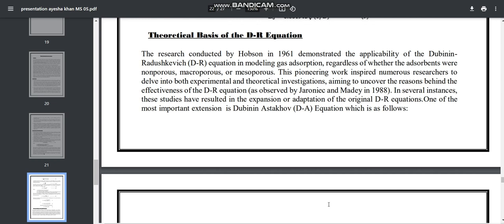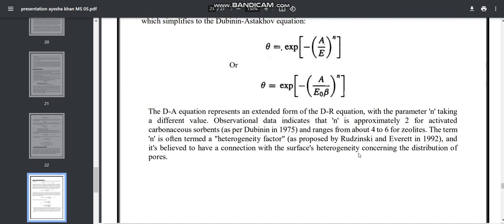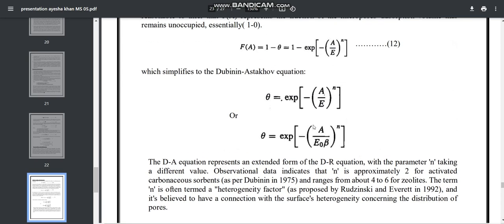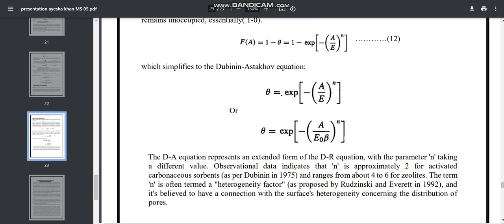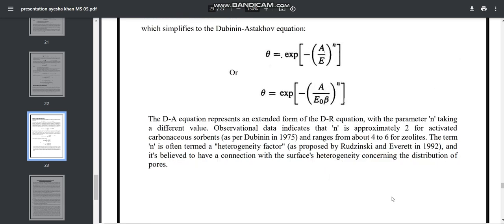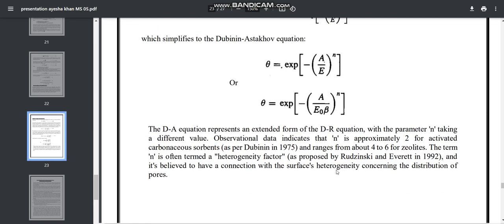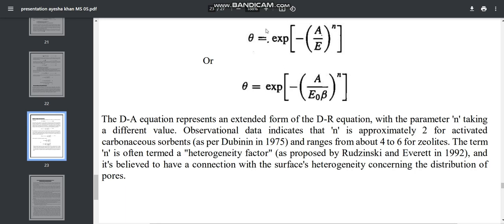One of the most important extensions is the Dubinin-Astakhov equation, that is the DA equation, which has the final expression shown here. It is basically a modification of the DR equation where n is a factor termed the heterogeneity factor. So this is the final expression of the DA equation.